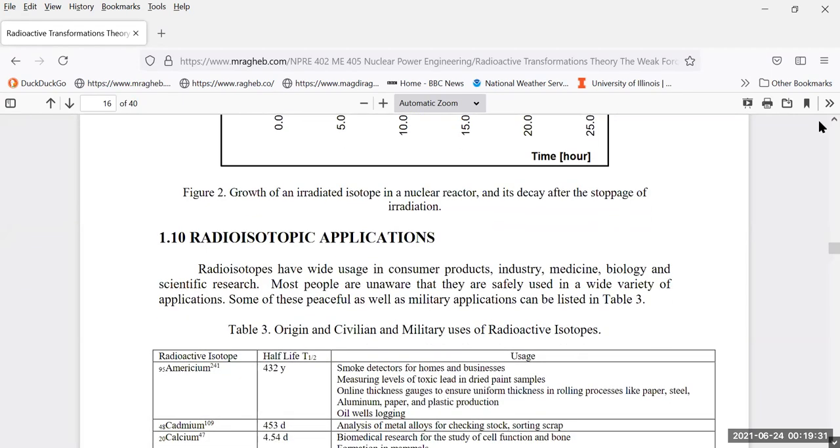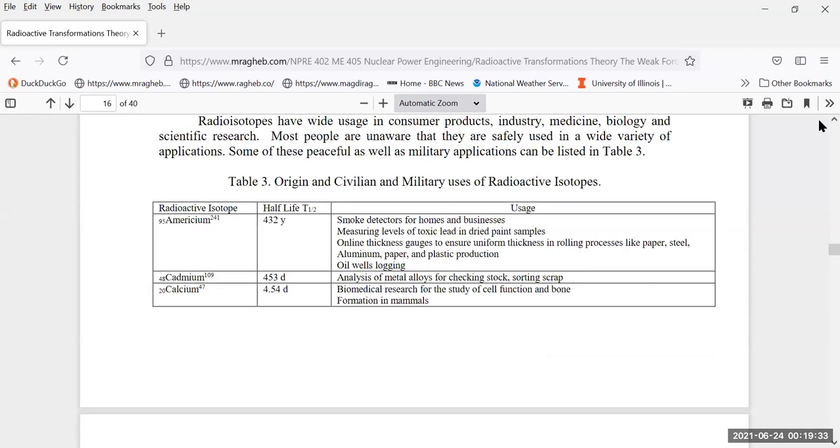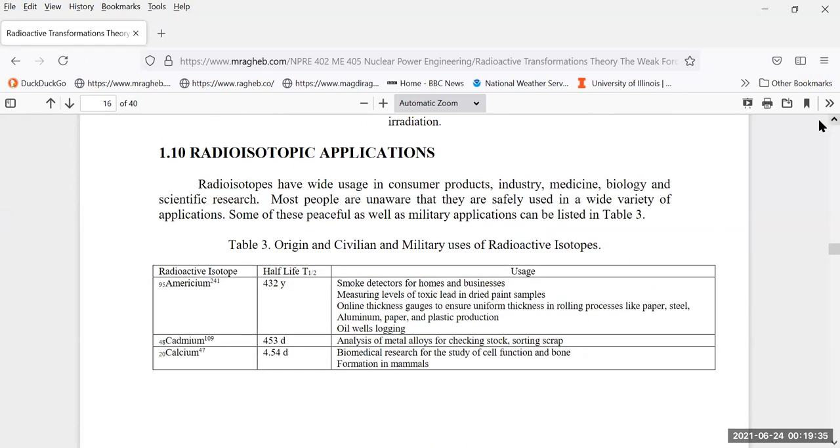The applications of radioactivity are so numerous that we would spend a whole course just detailing how these radioactive isotopes are used. So I built up here a table to tell us some of the important isotopes in our life. One of them is one. It has a half-life of 432 years.